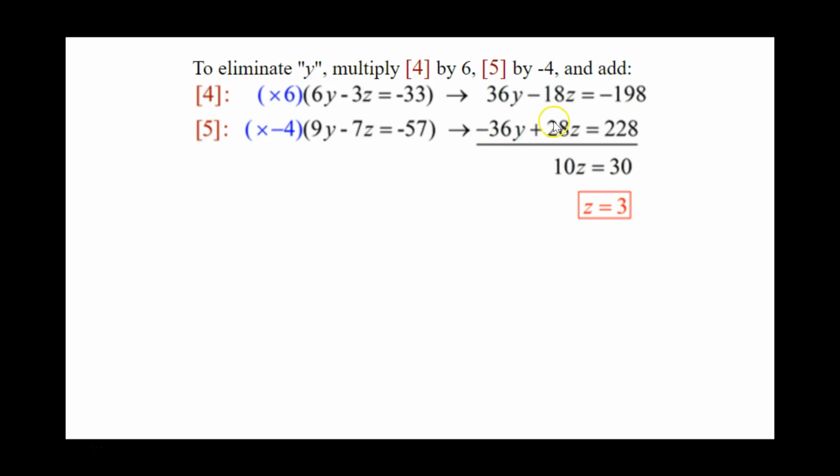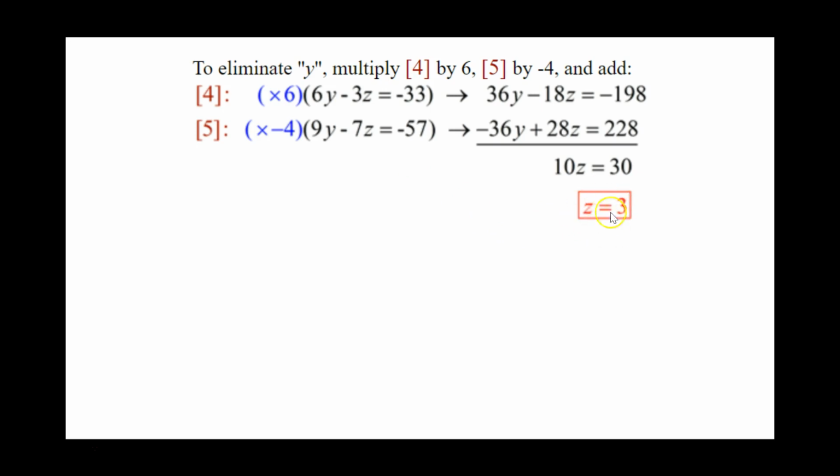We take these two, add them together, we get +10. Take these two, add them together, I get 30. How do we solve for z? We take the 10 over this side and divide, and we get z equals 3. Yay, we got one letter. So now we got to go back and get y, and go back and get x.